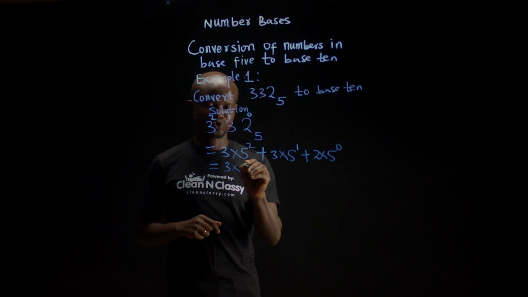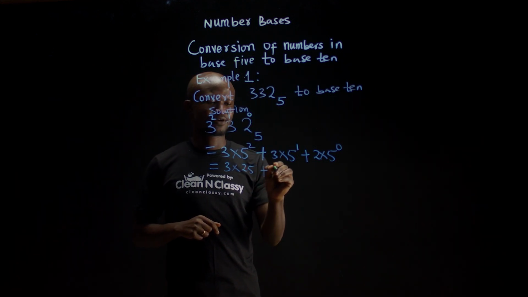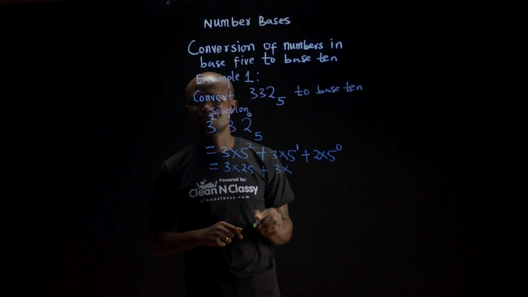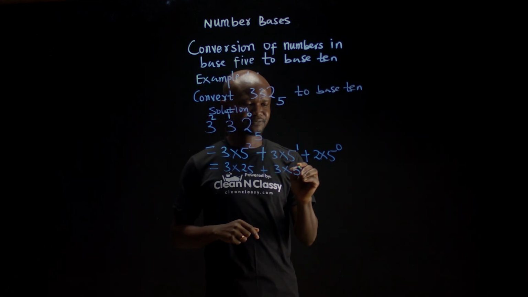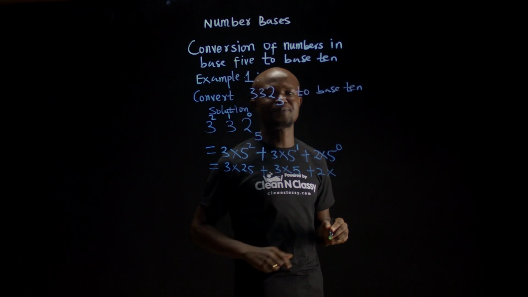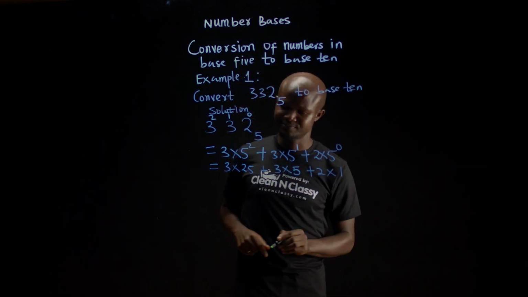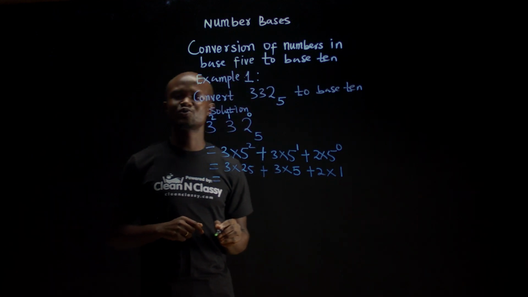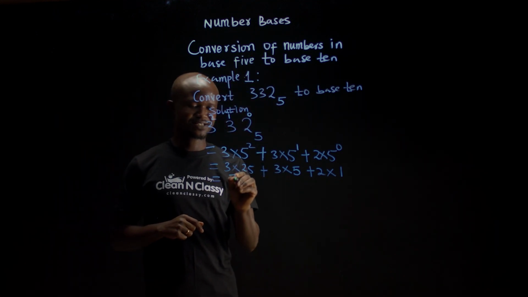What do we have? 25. Plus 3 times, what is 5 raised to the power 1? 5. Plus 2 times what? 5 raised to the power of 0 is what? 1. Then 3 times 25 is what? 75.